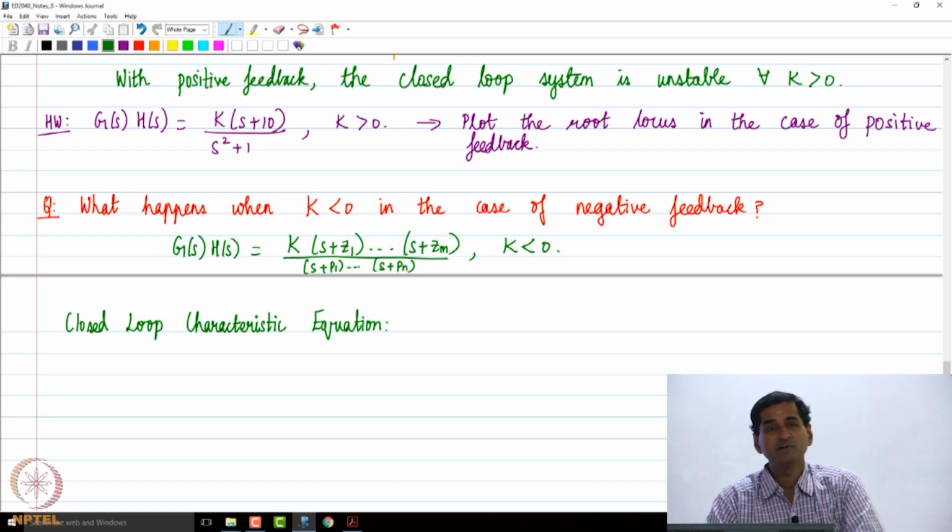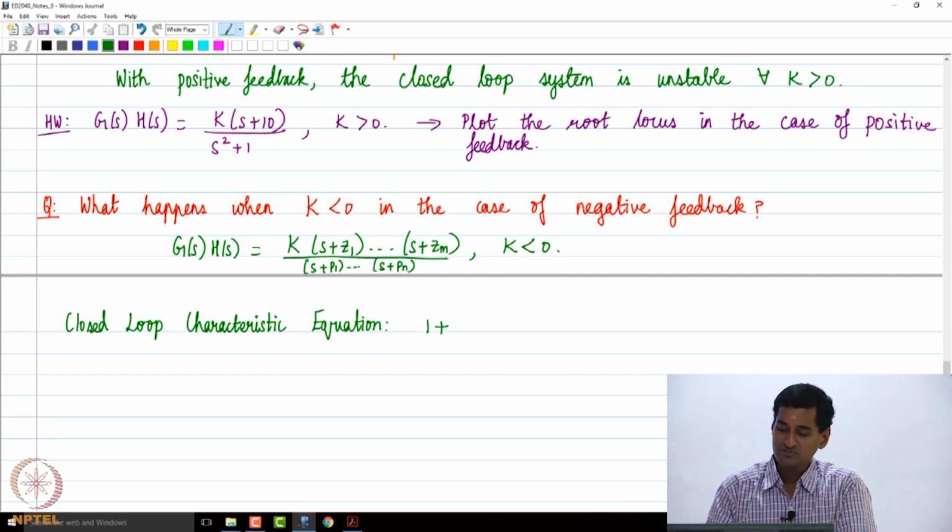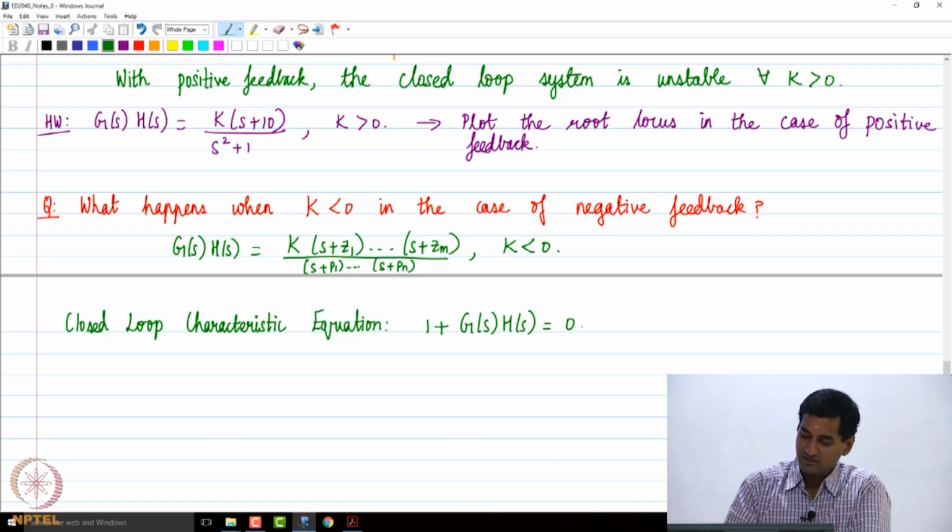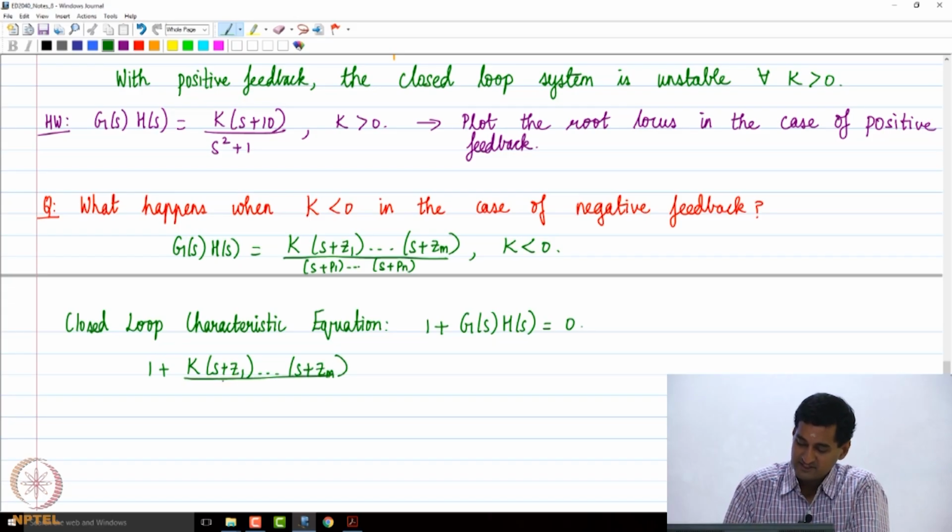What happens to the closed loop characteristic equation? Negative feedback, right? With negative feedback, the closed loop characteristic equation is 1 plus G of s H of s equals 0, right? Please remember that. So what happens to this one? If I substitute this structure, it will become 1 plus K (s plus z1) ... (s plus zm) divided by (s plus p1) ... (s plus pn) equals 0.